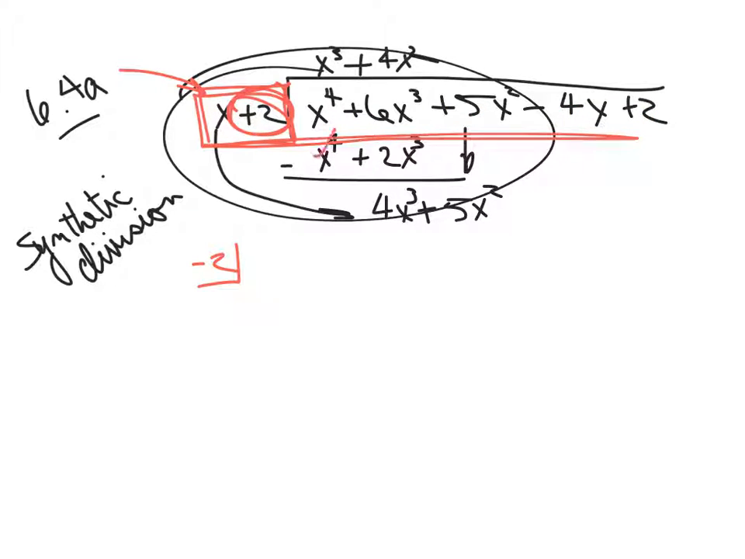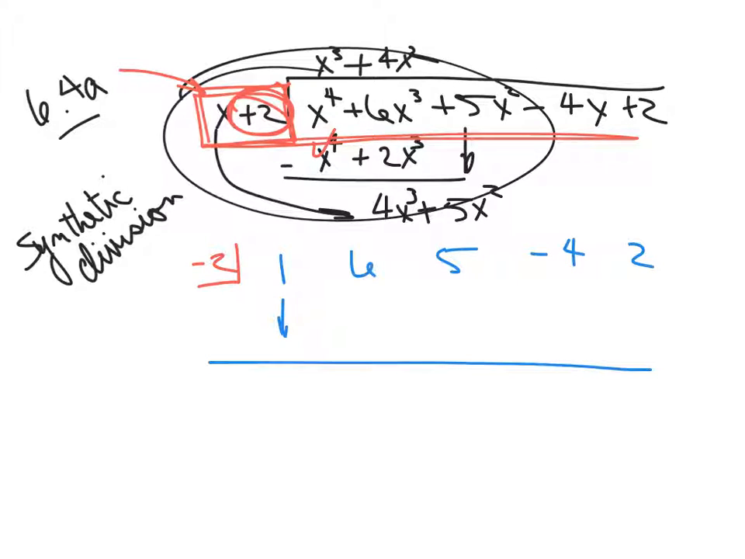Okay. First of all, these all have to be in order. So 4, 3, 2, 1, 0. Okay. And so let's go ahead and write those. First number is a 1, then a 6, then a 5, then a negative 4, and then a 2. And then you put a space and you draw a line.